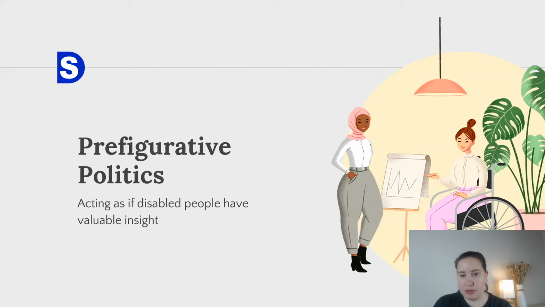Say that you're a group trying to create a more egalitarian society. It is prefigurative to implement egalitarian structures within that group. Prefigurativism then is a kind of change from the inside out. For us as marginalized students within DSUK, one way that we practice prefigurativism is to design our work around the idea that we have something worth saying, that we have valuable insight.